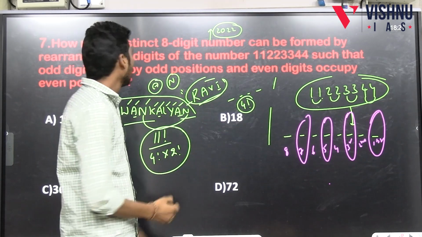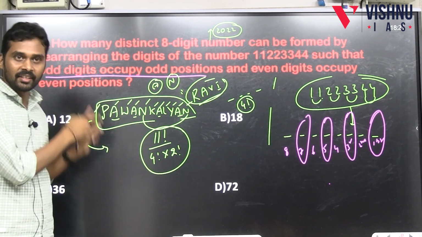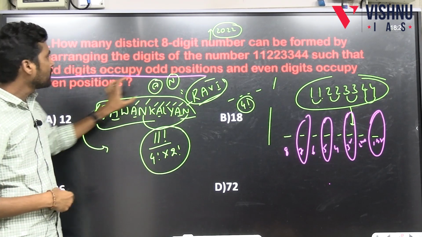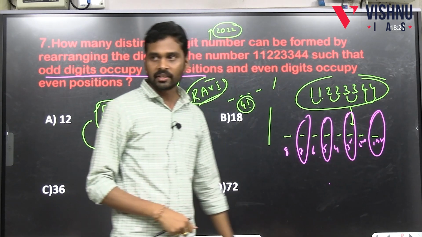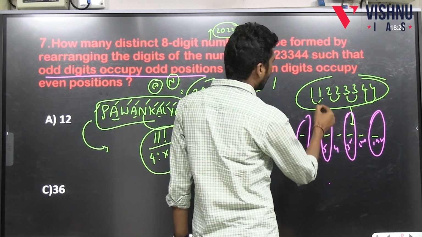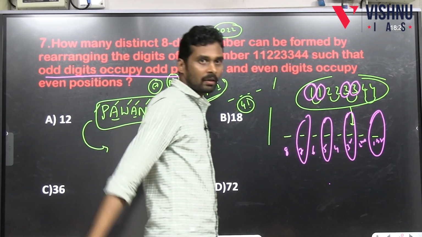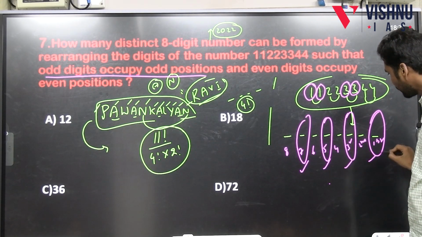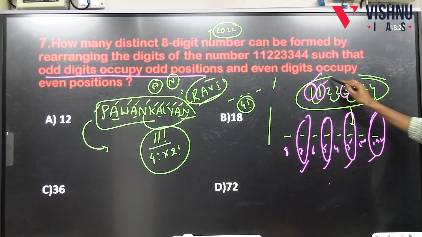What is the first condition? Odd digits occupy odd positions. First we'll arrange this one. How many odd digits are there? Four odd digits: 1, 1, 3, 3. Only concentrate on the odd digits, which means we have 4 places. In these 4 places we have to arrange 1, 1, 3, 3. How do we arrange them?